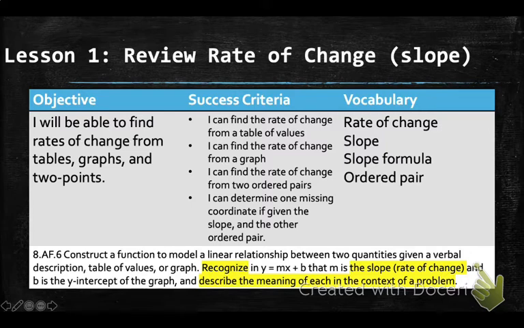Both of those things you will need to show to the guest teacher before you will be allowed to get your homework.